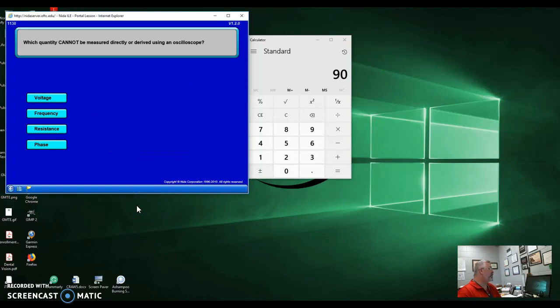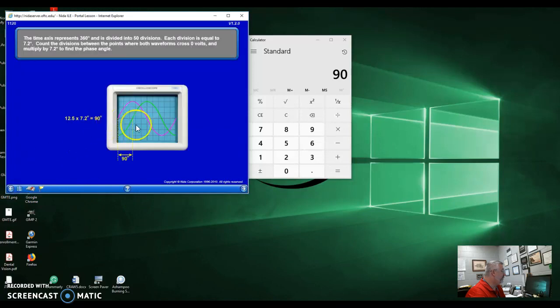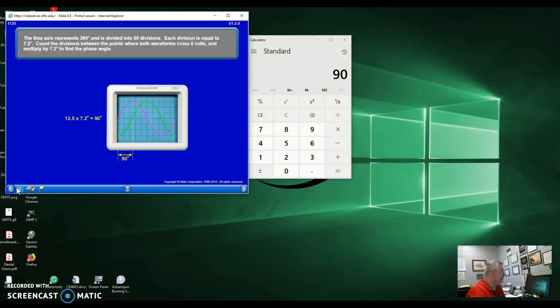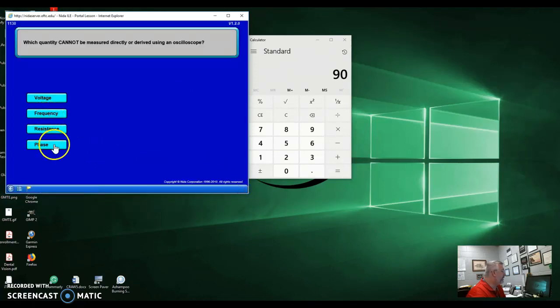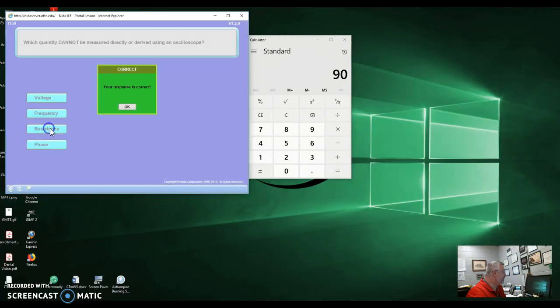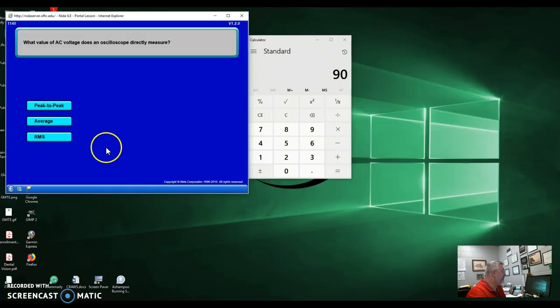All right, so which quantity cannot be measured directly or derived by using a scope? We can measure voltage, because if I go back, voltage is the peak to peak, from the top peak to the bottom peak. So yes, we can measure voltage. We can measure frequency, because we can take the period, invert it, and we've got the frequency. And we can measure phase. That's what we just did back here, a little more complicated. But we can't measure resistance, so that's the right answer, so I skipped it on purpose.